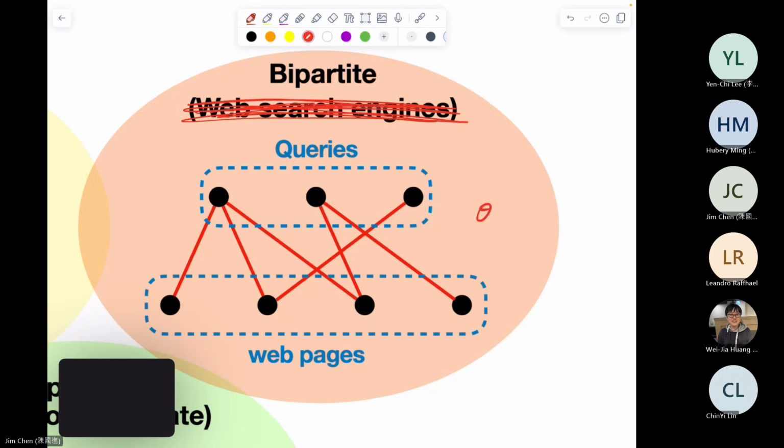Yeah, it's exact. If we are allowed to, for example, if we have an edge here, if we are allowed to remove a few edges from the graph, such as to make the graph become bipartite, then we call the graph close to bipartite.